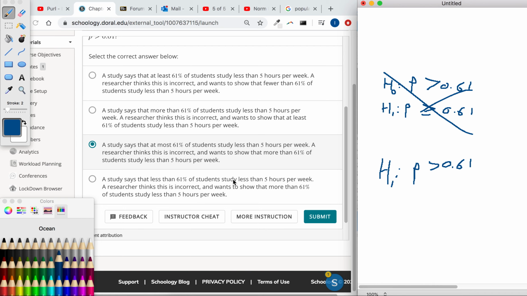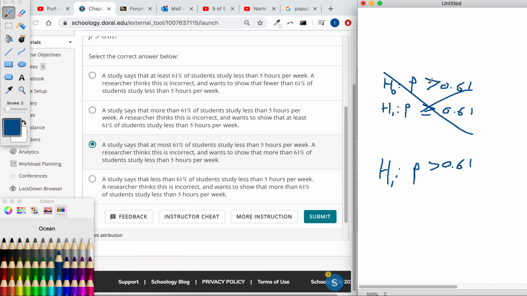Yeah, this one's not correct because this one says less and less. Oh, wait a second. What's the difference between these two? A researcher says that less than 61% of students study less than 5 hours per week.